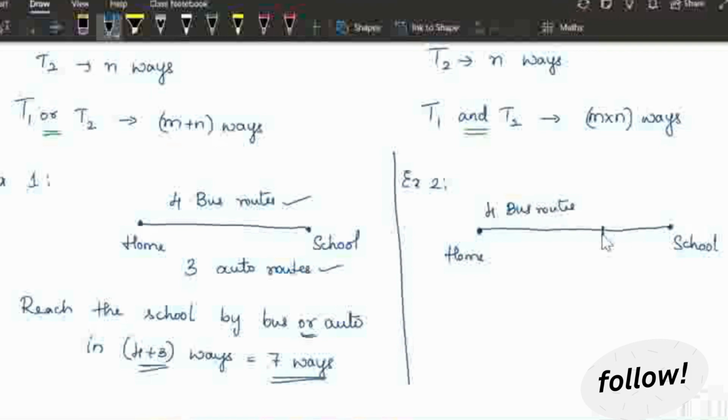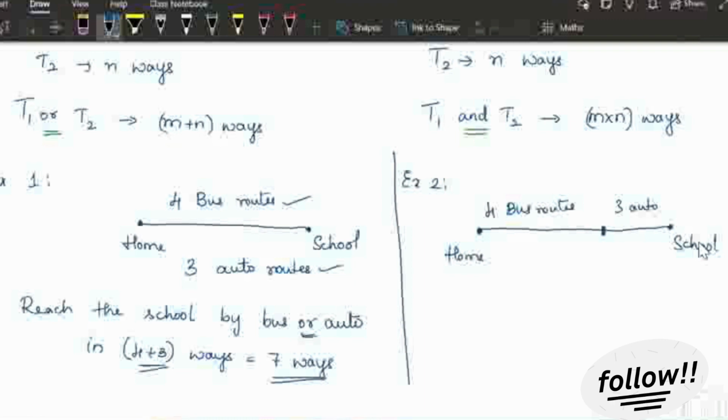Okay. After reaching this point, from here to school, there are no buses. He must go by auto only. Let us assume that way. And he has 3 different auto routes to reach from this point to the school.